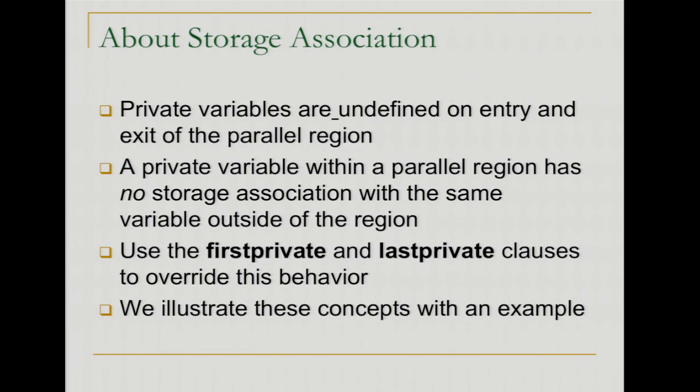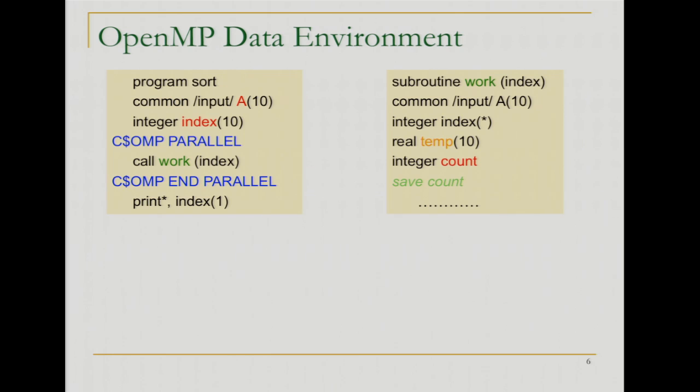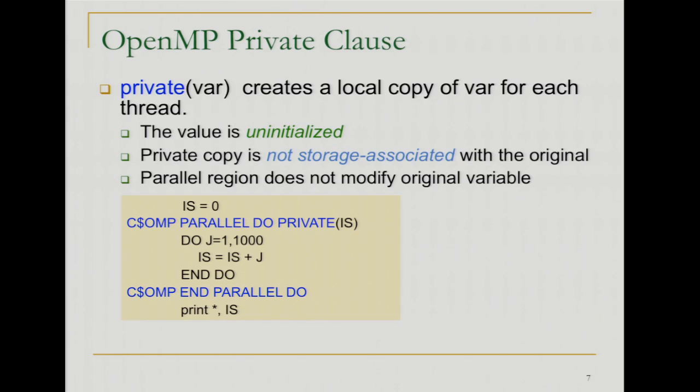I'll show this in examples too, in order to move on. Private variables are by their definition undefined when you enter a parallel region and undefined when you exit it. These variables inherit their type from a variable of the same name in the calling procedure, but they're not the same. I'm going to skip these just to catch up a little bit on time.